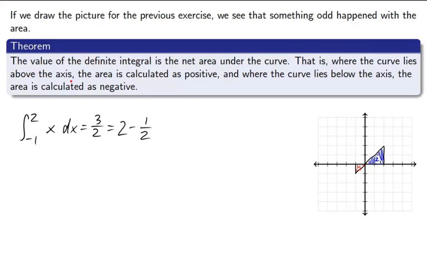If the curve lies above the axis, we call it a positive area. If the curve lies below the axis, we call it a negative area. Simply put, the definite integral gives you the sum of the positives and negatives of these areas.